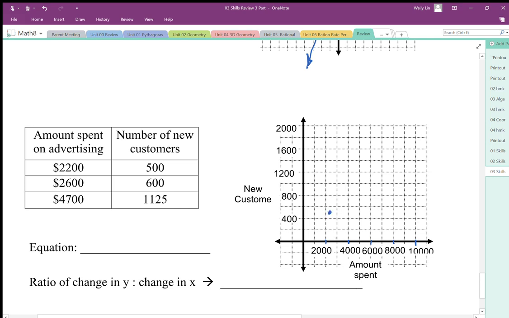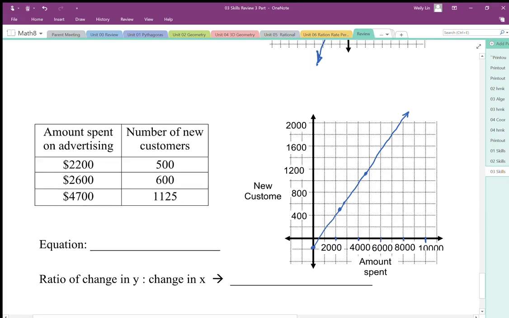So for $2,600, it's going to be somewhere around here. And then for $4,700, we're going to go up to 1125. So this is 10, 1125, somewhere around there. So the points line up relatively, and we're going to draw our straight line through those points. Okay, using a ruler we could probably get more accurate, and it looks like it's going to cross the y-axis somewhere down here.